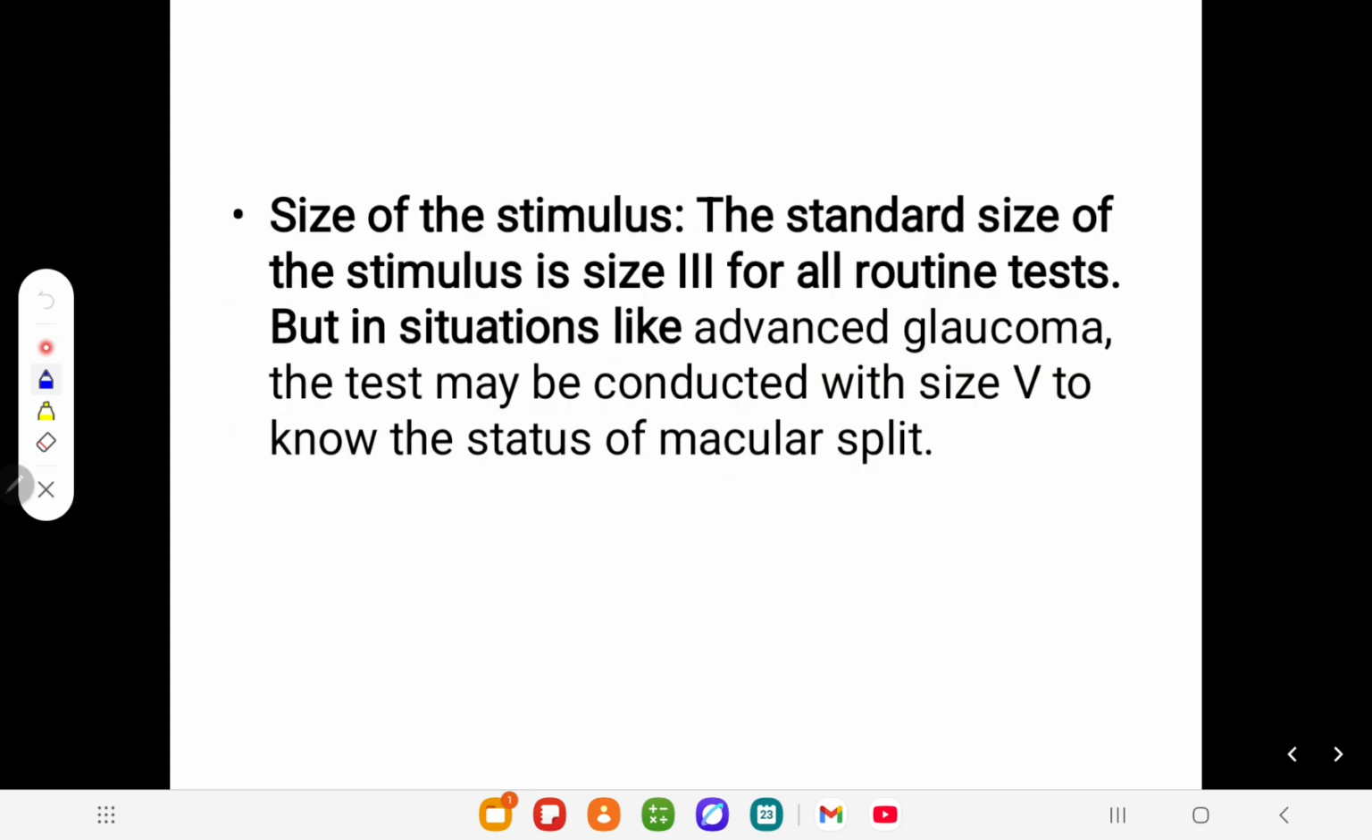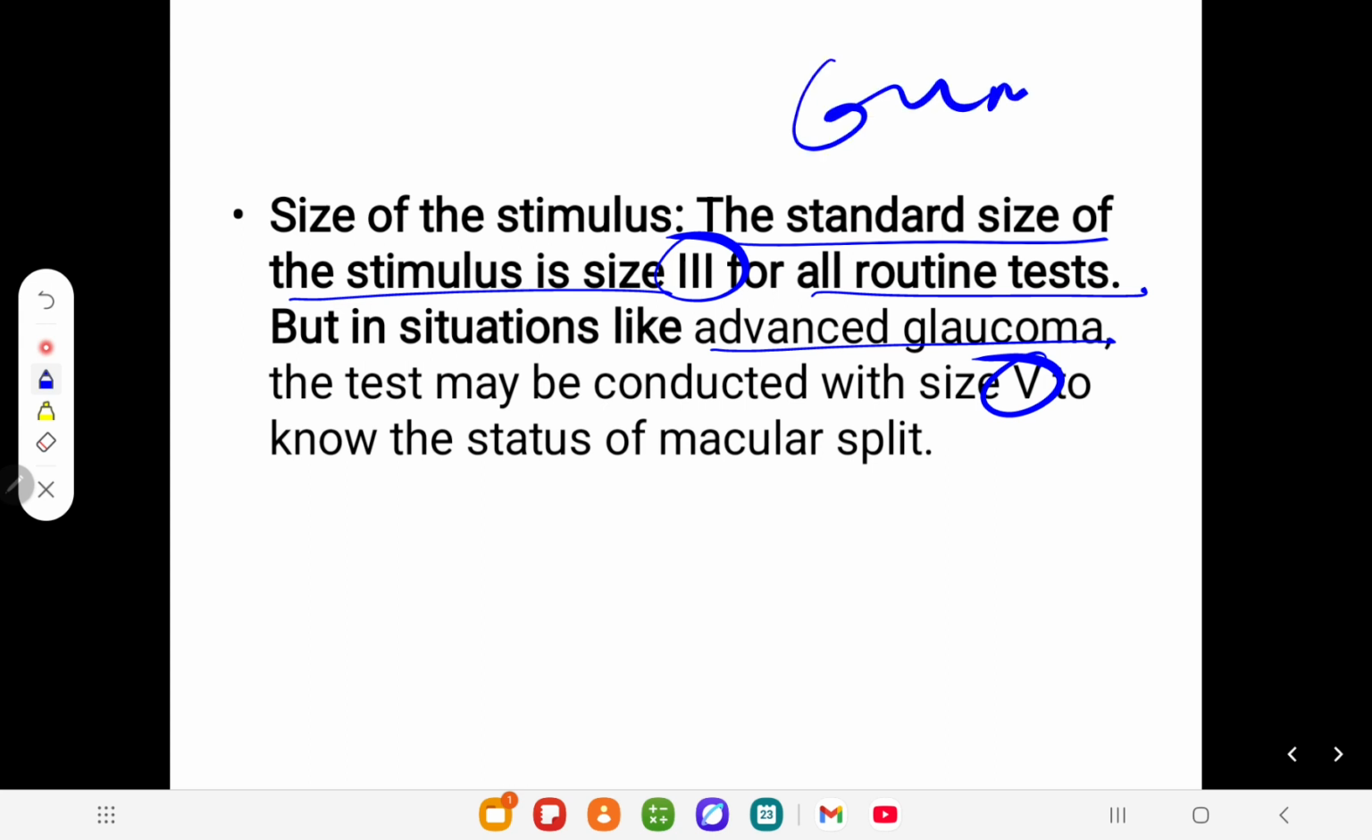So the size of the stimulus is very important. The standard size of the stimulus is always Goldmann 3 for all routine tests. But in situations like advanced glaucoma, or where there is a problem in the macular test, the test can be conducted with size 5, which is a very large size, isn't it? I think 64 mm square is size 5. I hope so. So to know the status of the macula, is there a problem with the macula? If you change the size from 3 to 5, then you have to know there is no normative data in STATPAC for size 5.